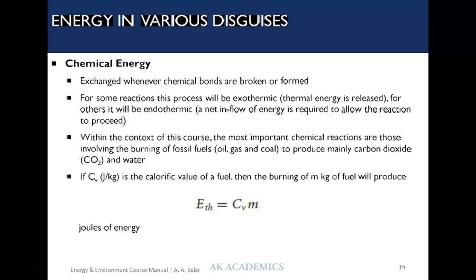With the context of this course, the most important chemical reactions are those involving the burning of fossil fuels to produce mainly carbon dioxide and water. When we say fossil fuels, we are referring to oil, gas, and coal. If we represent the calorific value of fuel with CV, then the burning of fuel of mass M will produce E equal to CV times M. And that E_th will be given in joules. The CV will represent the calorific value, while M will represent the mass.